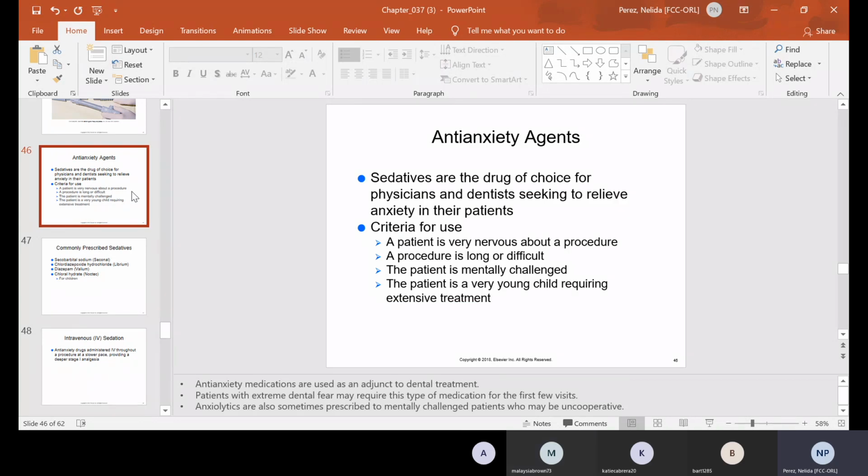Now, the anti-anxiety agents. Sometimes, other than nitrous, we might give sedatives, which are the drug of choice for physicians and dentists seeking to relieve anxiety in their patients. A lot of patients are anxious about coming to the office. The criteria are that they are nervous about a procedure, the procedure is long or difficult, they are mentally challenged, or the patient is very young and requires extensive treatment. Those are the patients we would give sedatives to.